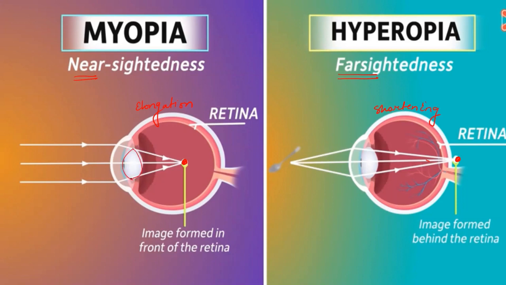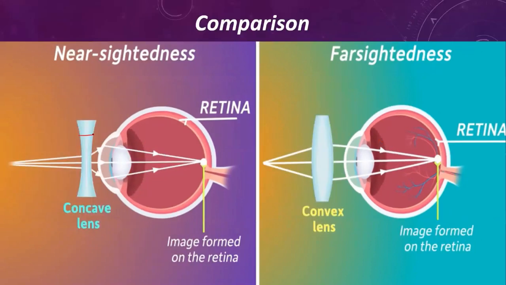Eye lens always in contracted position. Eye lens always in relaxed position. Right? Then corrective eye lens. Corrective eye lens in case of myopia, concave lens. In case of farsightedness, it will be a convex lens. Power of a myopic eye would be negative. Power of a hypermetropic eye will be positive.